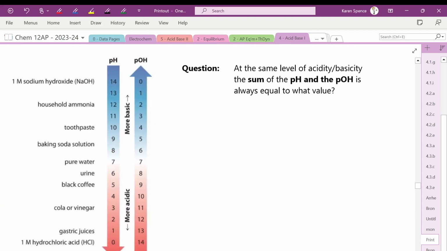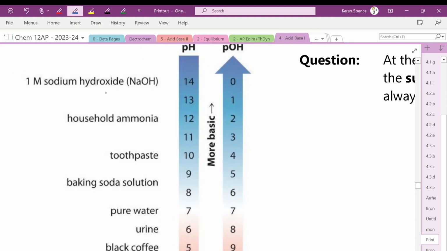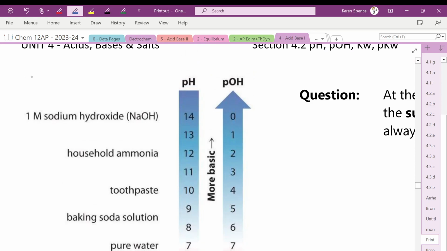So here's a lovely little picture, and it gives you just some typical things. So if you have 1 molar sodium hydroxide up at the top here, it's going to have a pH of 14 and a pOH of 0. Let's actually take a look at that one. Sodium hydroxide, NaOH. Is it a strong base or a weak base? It's a strong base. Remember, all metal hydroxides are strong bases.